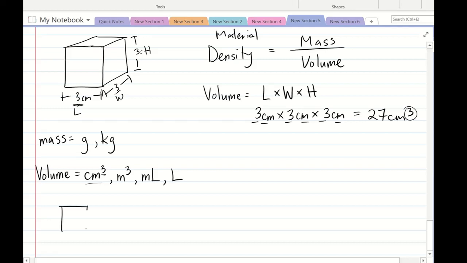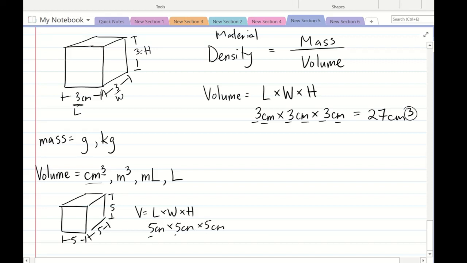If this was a cube with a distance of 5, all of these would be 5. Volume would again be length times width times height: 5 centimeters times 5 centimeters times 5 centimeters. 5 times 5 times 5 is 125. It would still be cubic centimeters. You have 3 units of centimeters, which makes it cubic centimeters. That's where that 3 comes from, because it's three-dimensional.